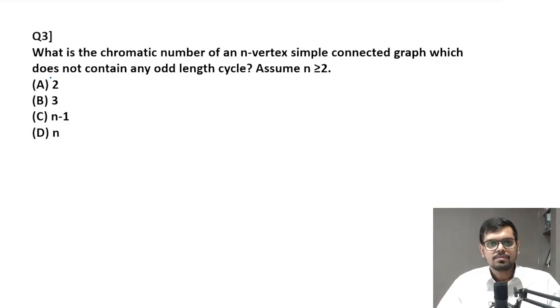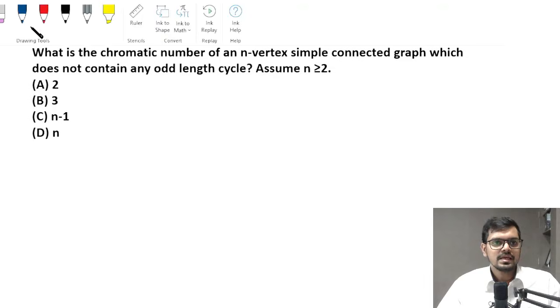To the next question. What is the chromatic number of an n vertex simple connected graph which does not contain any odd length cycle? Assume n is greater than or equal to 2. Pause the video, try, then look at my solution. Tried? Whenever this kind of question comes, you know my technique is substitution.